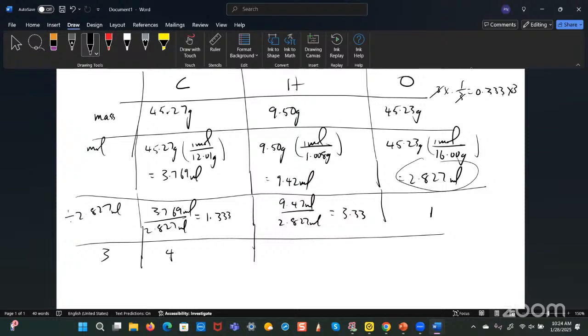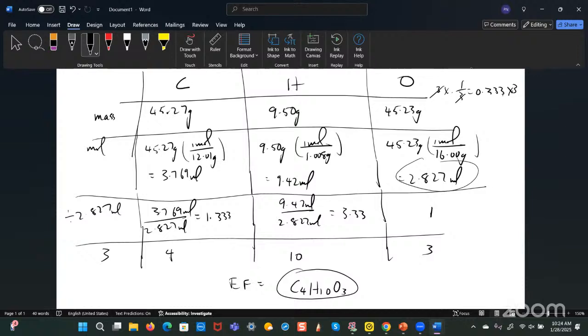And then 3.33, when multiplied by 3, will give you 9.99, which would be 10. And of course, 3 times 1 will give you 3. So in this case, the empirical formula would be C4H10O3. And that's how that is done. All right, so you might end up encountering a situation like this, and we can get a hint as to what you should multiply by.